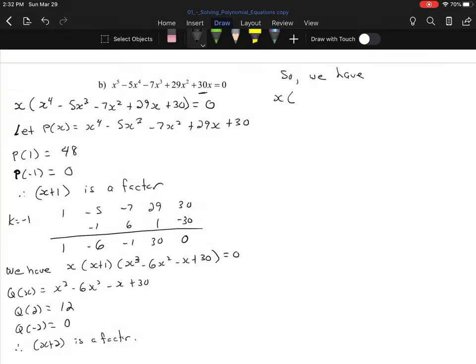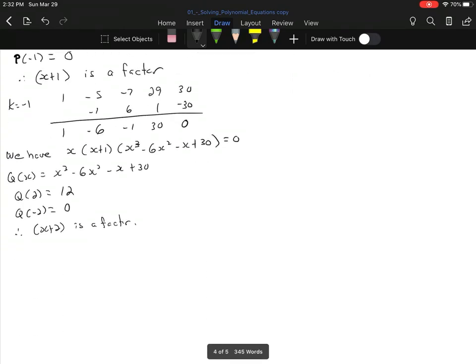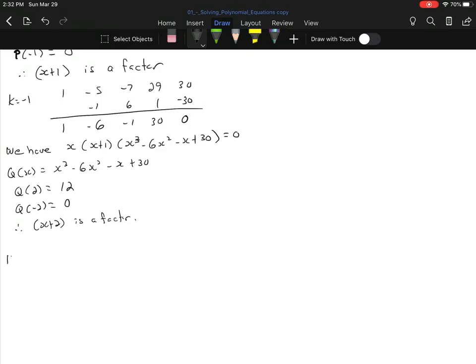So, we have the original x factor, then x plus 1, then x plus 2. And what I have left over here is... I forgot to do the division there. K equals negative 2, coefficients.